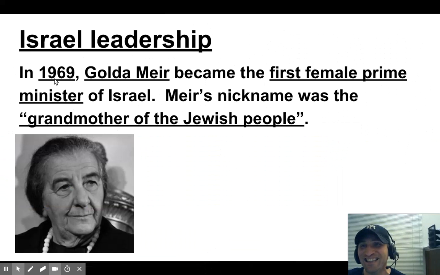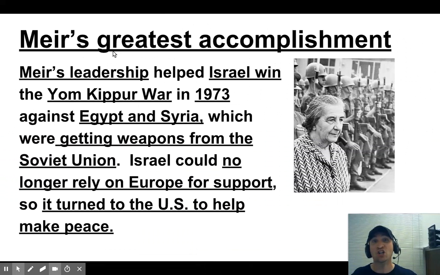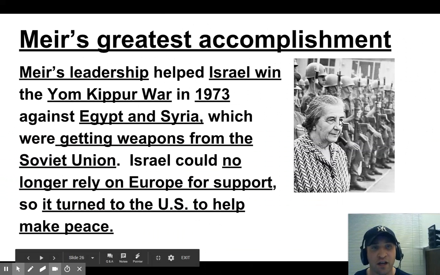Israel leadership. In 1969, this woman, Golda Meir, became the first female prime minister of Israel. Meir's nickname was the grandmother of the Jewish people. Meir's greatest accomplishment: Meir's leadership helped Israel win the Yom Kippur War in 1973 against Egypt and Syria, which were getting weapons from the Soviet Union, by the way. Israel could no longer rely on Europe for support, so it turned to the US to help make peace. And there's Golda Meir with the Israeli troops behind her.